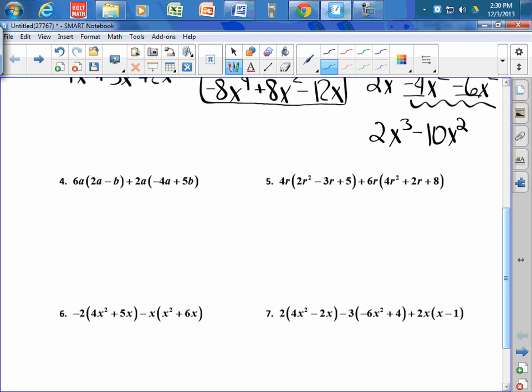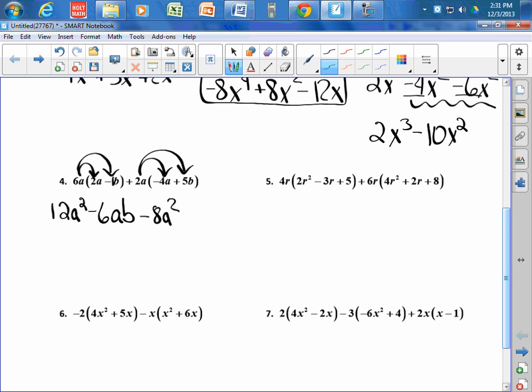In number 4, let's take the 6a times the 2a, get 12a squared. Take 6a times minus b. That's a negative 1 there, so 6 times negative 1, negative 6, a times b, alphabetically, ab. Then you're going to be taking 2a times negative 4a, negative 8a squared, 2a times 5b, plus 10ab. Combine like terms. 12a squared minus 8a squared, 4a squared. Negative 6ab plus 10ab, positive 4ab.